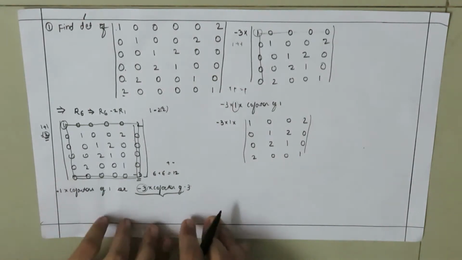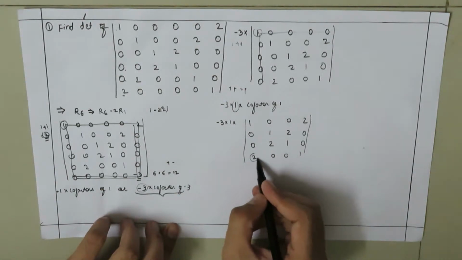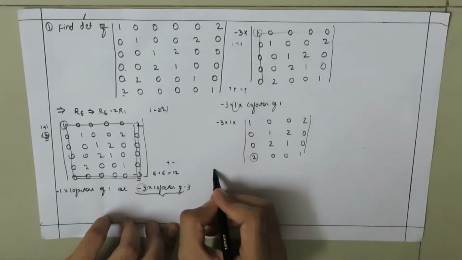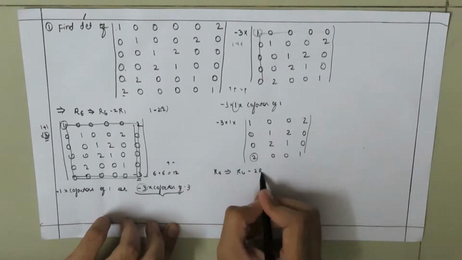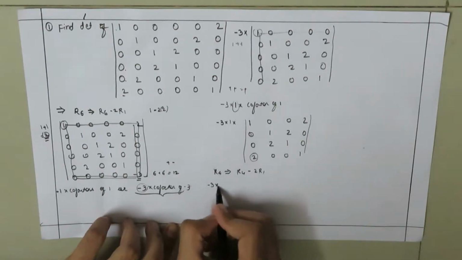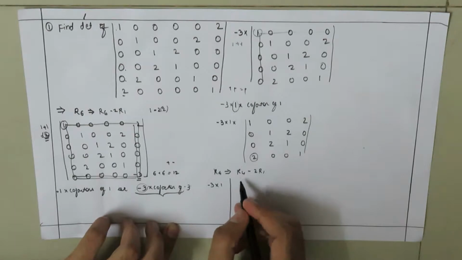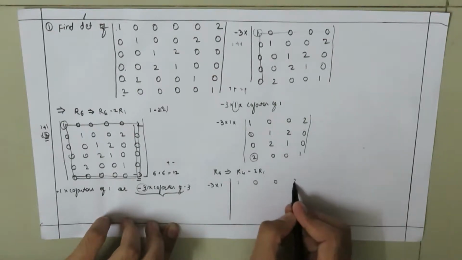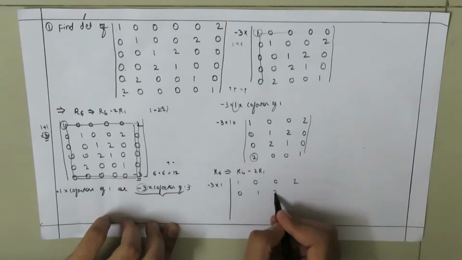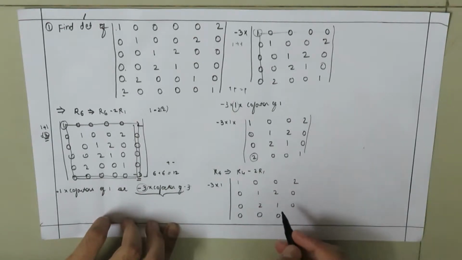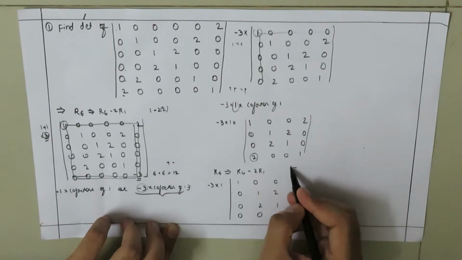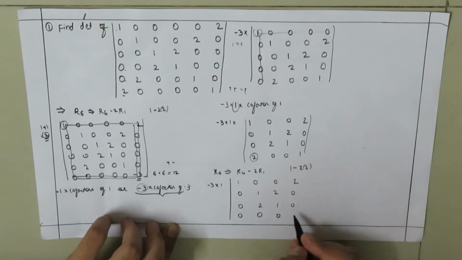And now we should make this element 0, so we need to perform the row operation. This is R1, R2, R3, R4, so R4 becomes R4 minus 2 times R1. So here we have negative 3 times 1 times, this will be 1 0 0 2. Here we'll get 0 1 2 0. Here we have 0 2 1 0, and here we'll get 0 0 0, and this will be 1 minus 2 times 2, that is negative 3.